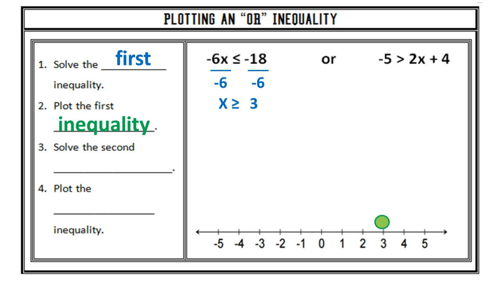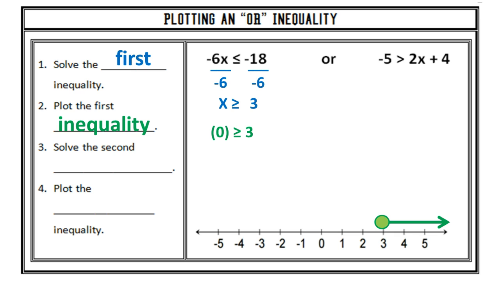Now I need to figure out which direction my arrow is going to point. So I'm going to pick a value, let's say 0. 0 is great because it's greater than all negatives. It's less than all positives. 0 is not greater than or equal to 3. So I'm not going to point at 0. I'm going to point away from 0. If I get a false statement, I point away from the value that I substituted in. If I get a true statement, I point at that value.